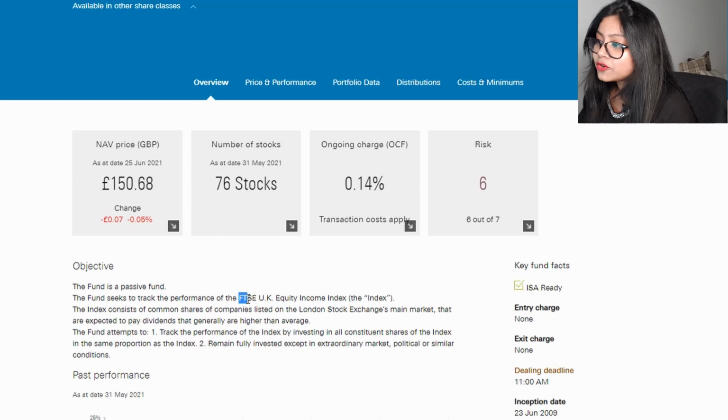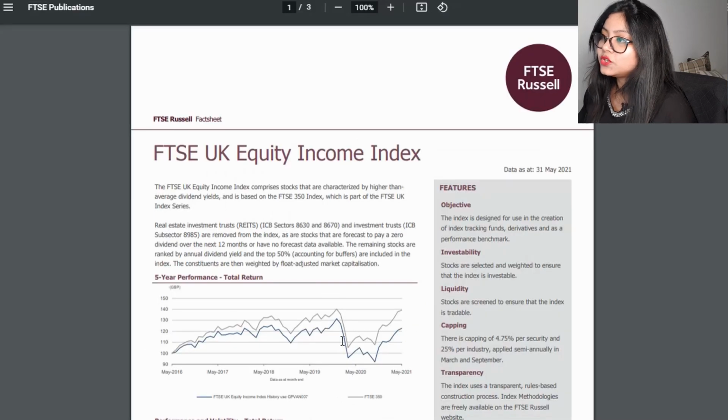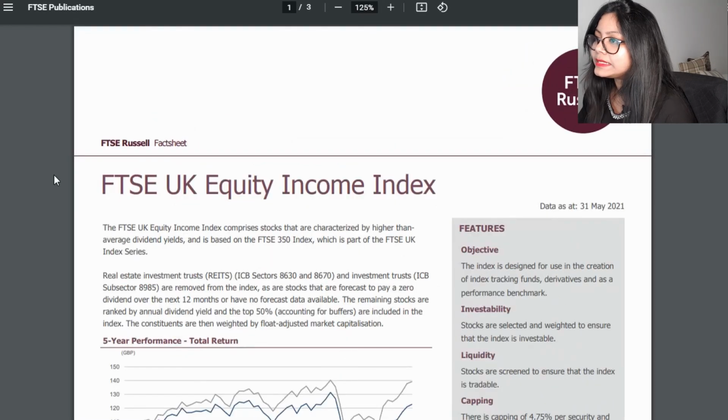Now, at this time, if you're not sure about what this index is, or what sort of benchmark it is, which is important to know because the fund will be tracking this, you can quickly do a little Google search and go to FTSE's website to get the fact sheets of the actual benchmark that this fund is trying to follow. From FTSE's website, you can see that this index is characterized by higher than average dividend yields and is based on the FTSE 350 index.